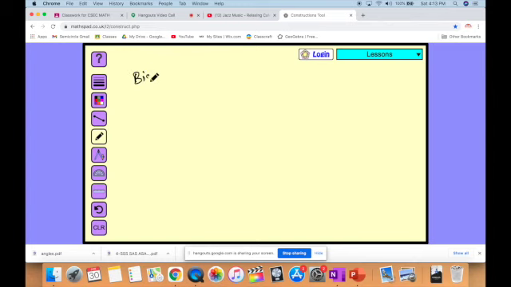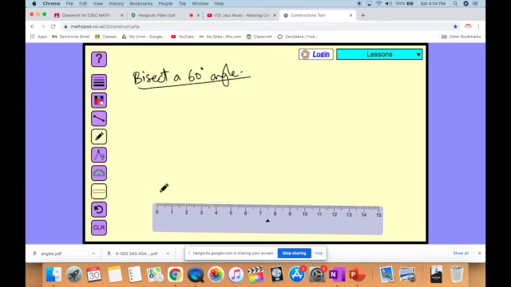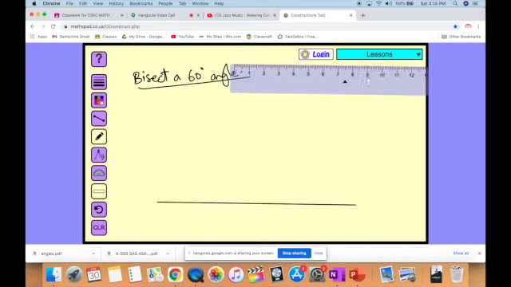It's the same thing right through, but let's bisect the 60 first. Bisect a 60-degree angle. So first, I will construct the 60 real fast. Actually, you know what? I wouldn't construct the 60. I'll draw the 60. Because I don't want unnecessary construction lines, right? So let me draw a 60-degree angle.